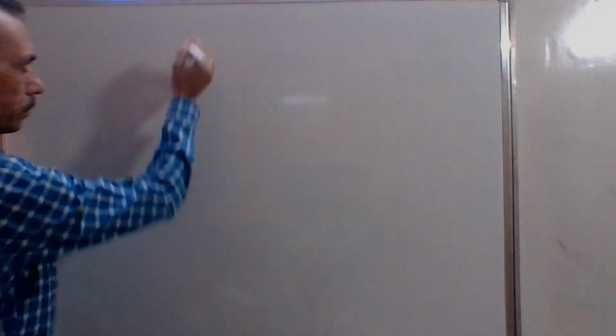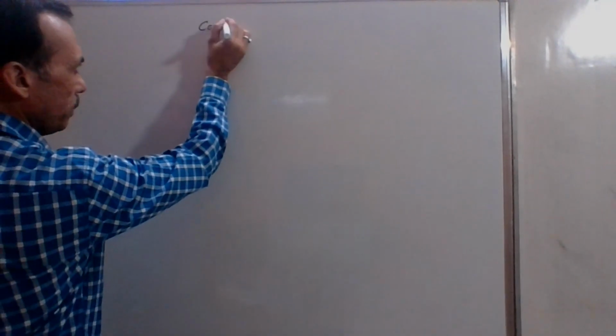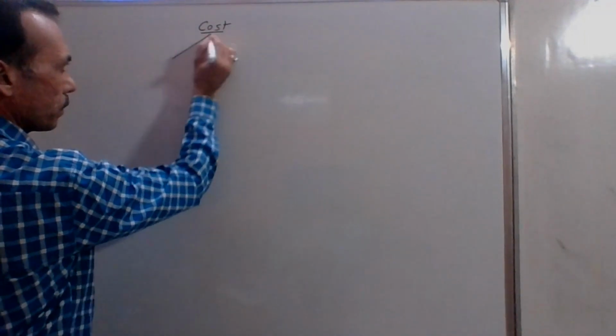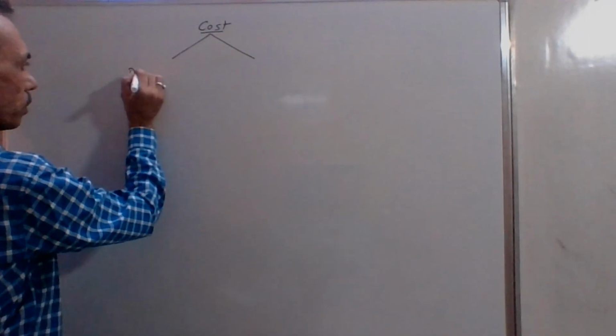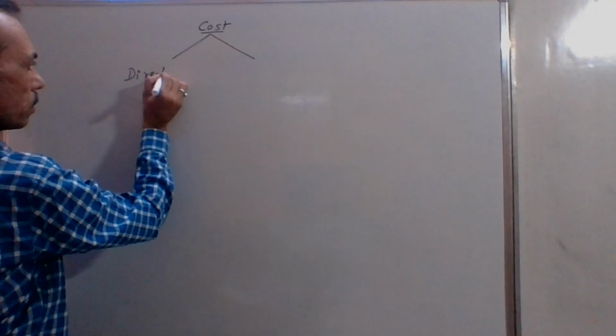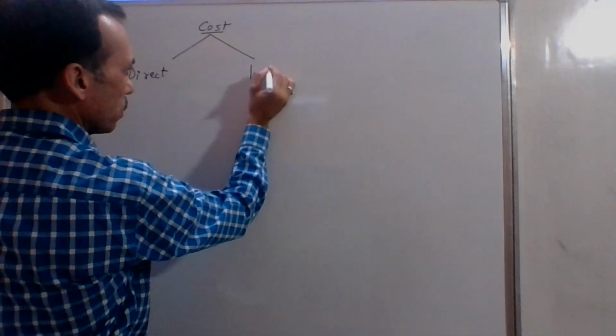One of the important objectives of cost accounting is cost control and cost reduction. Costs are basically divided in two parts: direct cost and indirect cost.